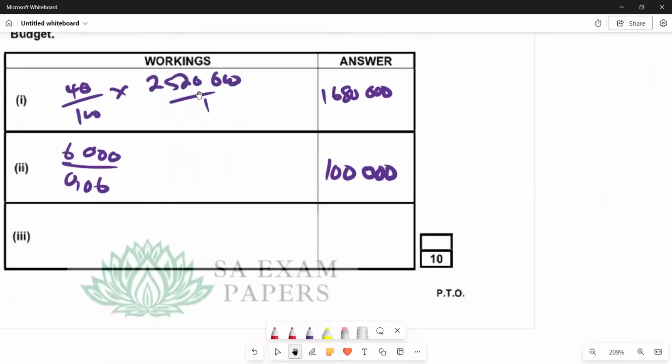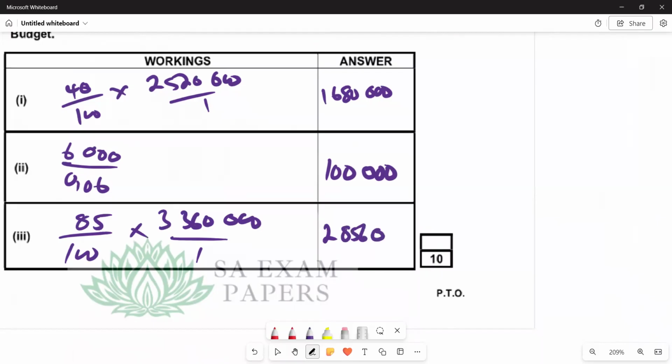So we are here, we are now seeing 85 over 100. And then we multiply by 3,360,000 over 1. And then the final answer that we are supposed to get there is 2,856,000. So this is our answer there on the last part of our question.